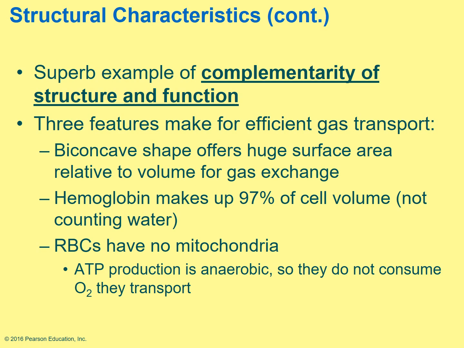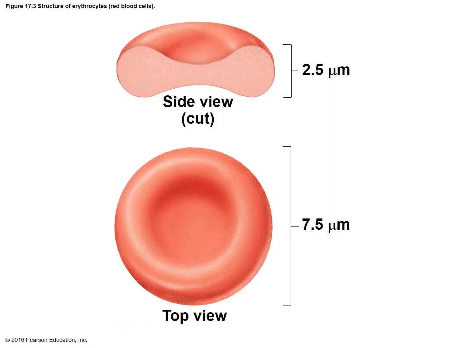This certainly shows how structure determines function. The biconcave shape does give a large surface area, so it allows for the gas exchange to occur. Hemoglobin makes up about 97% of that cell volume, not counting the water. They don't have mitochondria, so they don't consume the oxygen that they transport. So they're going to transport it. So this shows a view of the erythrocyte.